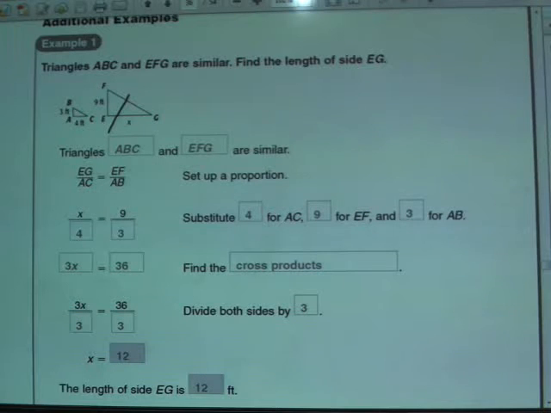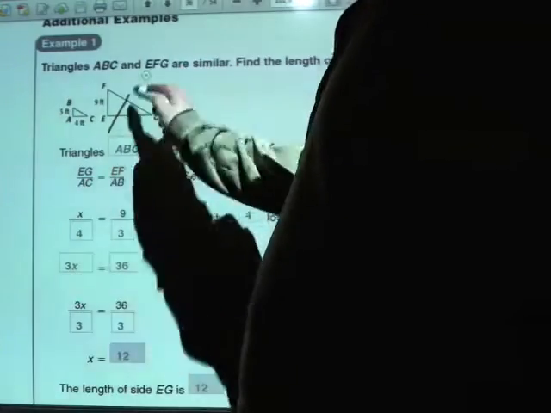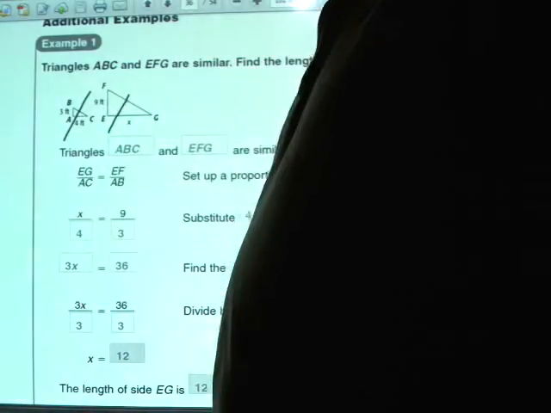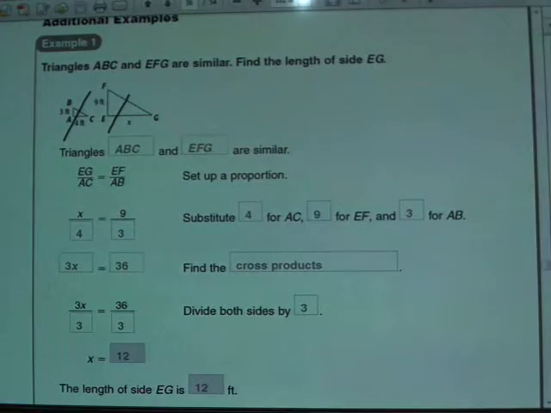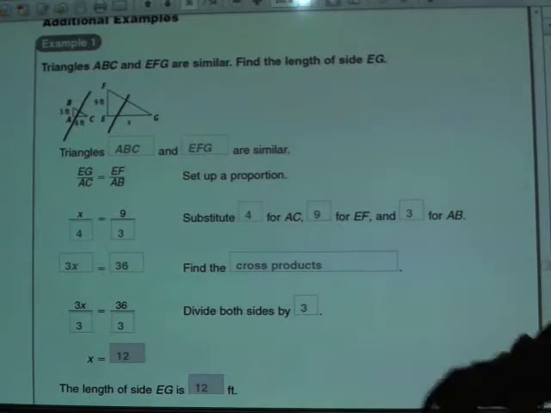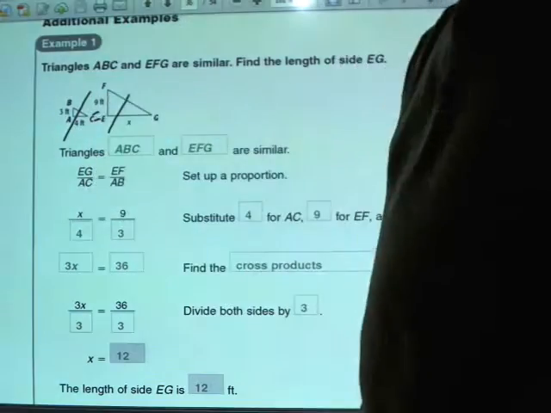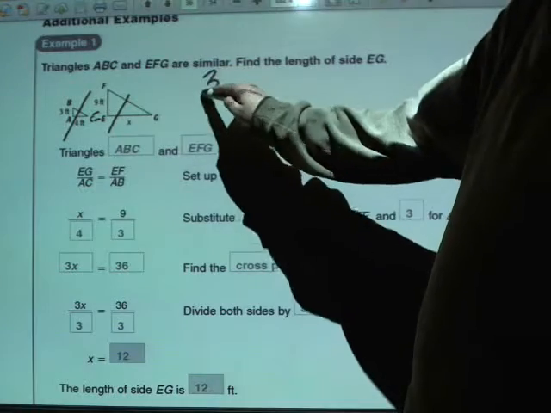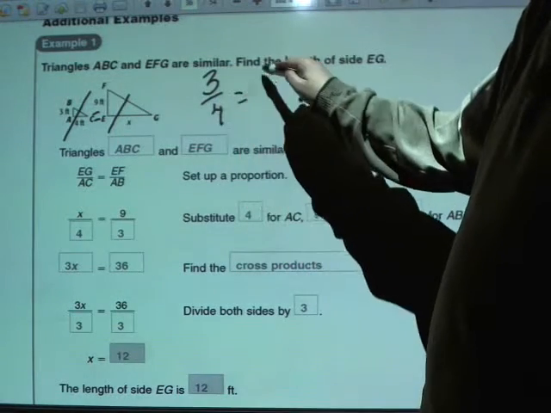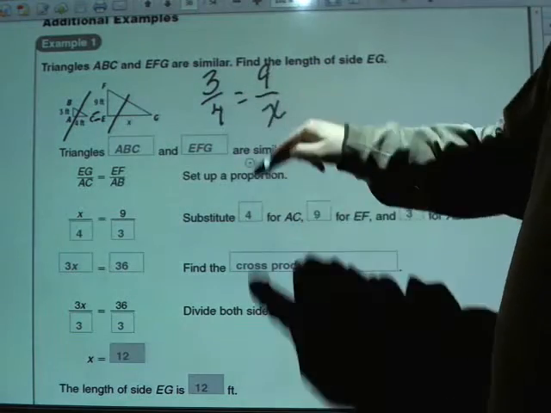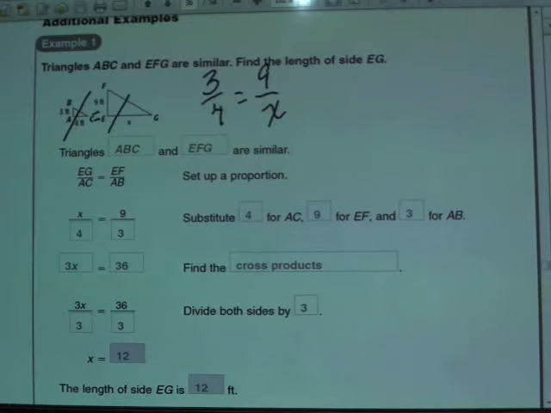I'm going to insert the other fraction bar in the exact same way. So since this one goes like this, that one's going to go like this. And then I'm going to stick an equal sign between them, and I'm going to write my proportion. 3 over 4 equals 9 over x. And that's the proportion I'm going to solve there.